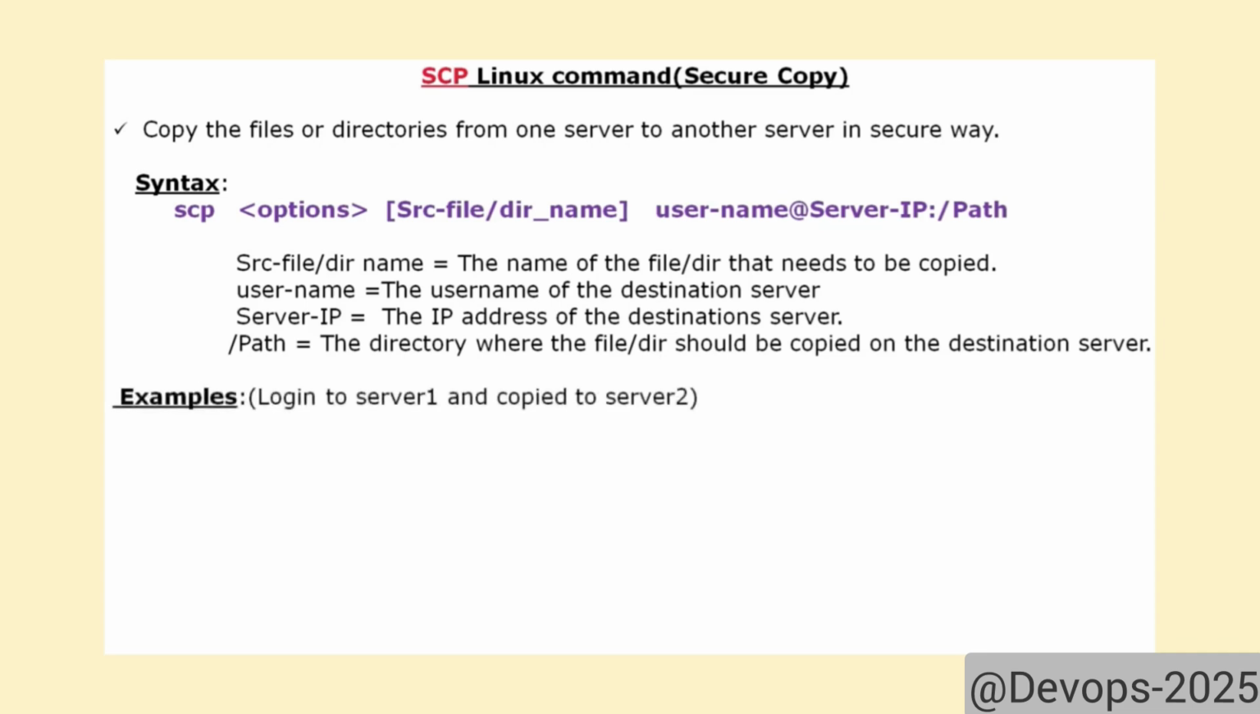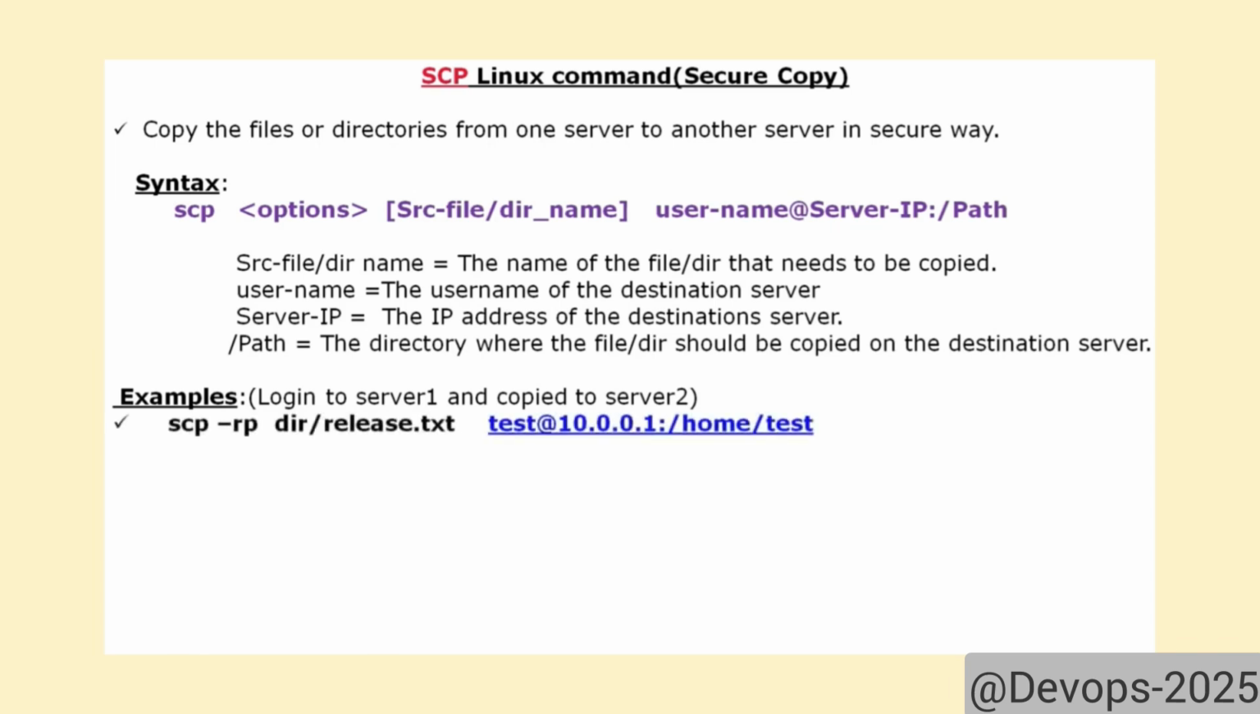So here are the examples. Let's take two servers, called server 1 and server 2. I need to copy files or directories from server 1 to server 2. For that, I can connect to server 1 first and then copy to server 2, or we can connect to server 2 and copy from server 1 to server 2. There are two ways. So here is the example.